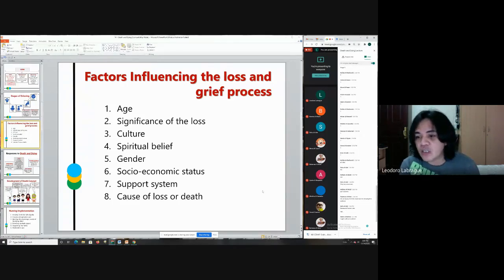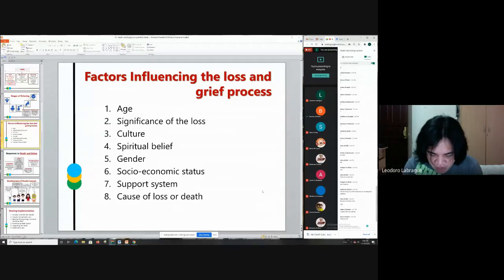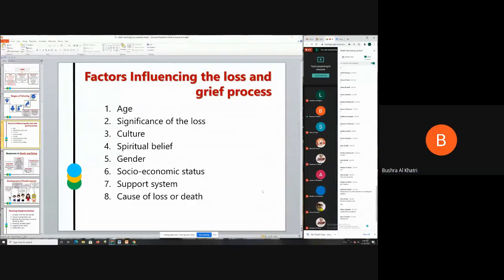Who else can share other factors? Bushra, yes. The fourth factor, which is spiritual belief. Okay, how does spiritual belief affect one? If the person has great and strong faith in God, and he understands the cycle of life, and everyone will go this way in death, that may decrease the sadness of the person.